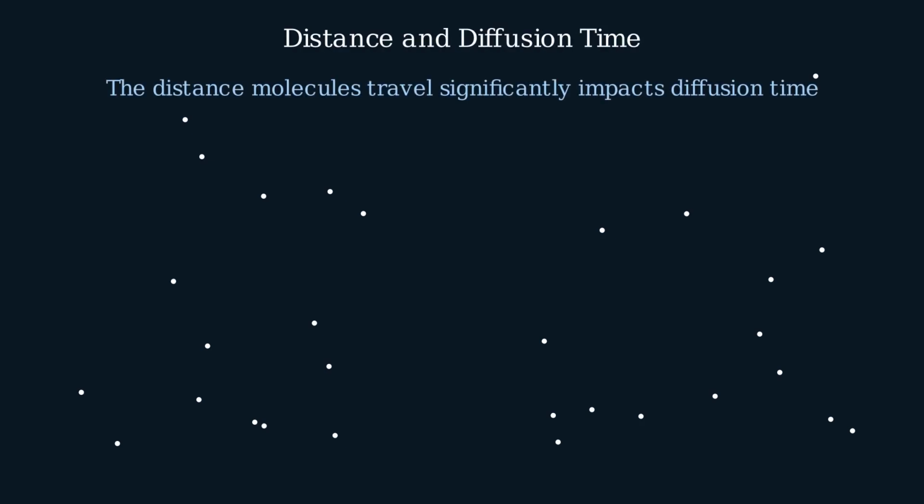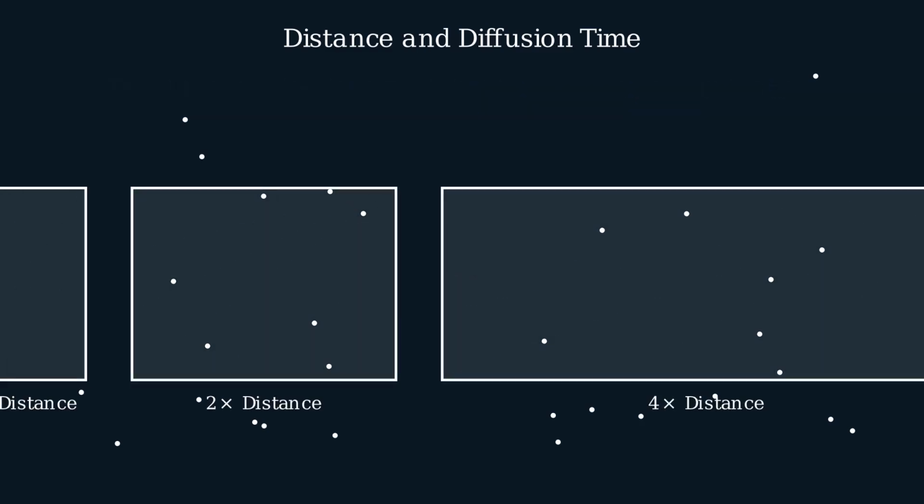The distance molecules need to travel has a profound impact on diffusion time. Let's visualize how diffusion time changes as the distance increases. We'll start with molecules on one side of each container and observe how they diffuse across different distances.